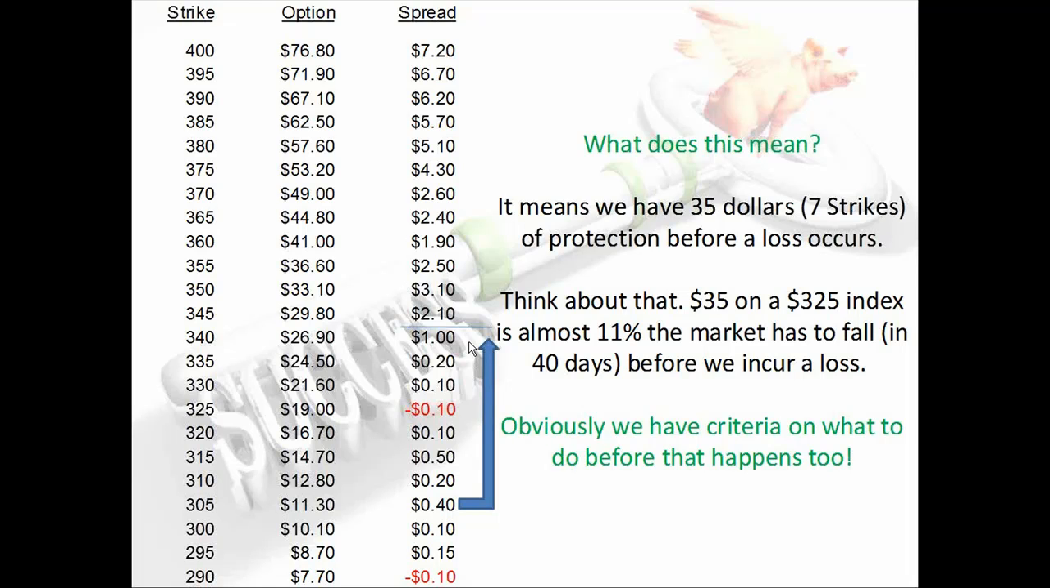Now, just think about what that means. $35 on this index when it's trading at 325 is almost 11% of the market value of the index. In other words, the market has to fall by 11% before we start losing money. And how much money did we lose? The spread went from 40 cents to $1. We lost 60 cents.